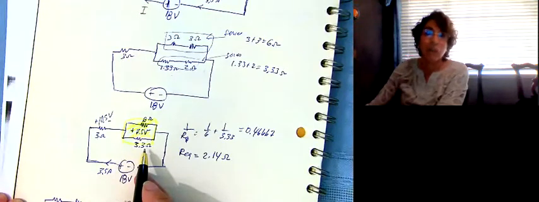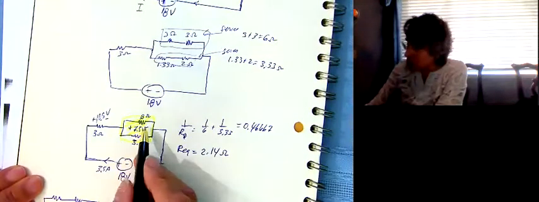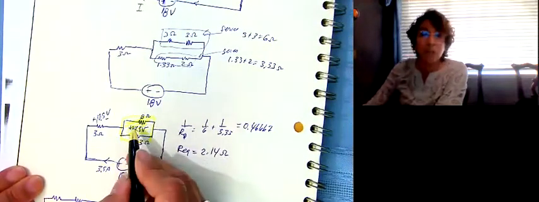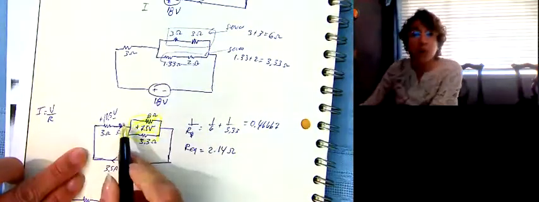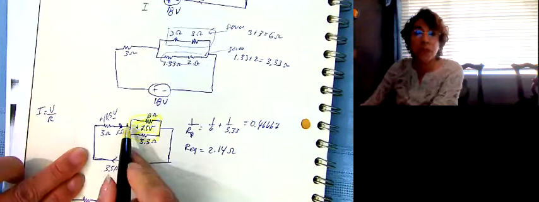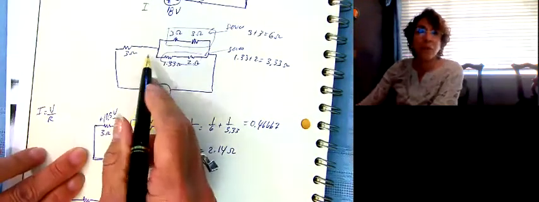All right, now, how do we figure out how much current is going through there? Again, the current is going to be the voltage over the resistance. So this current, this 3.5 amps, gets split up. There's supposed to be an arrow. Some of it goes up through the 6 ohms. Some of it goes down to the 3.3.